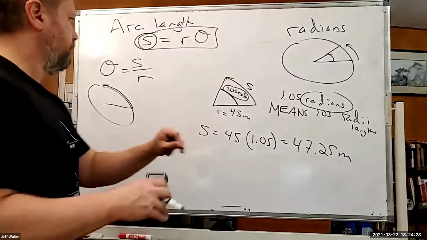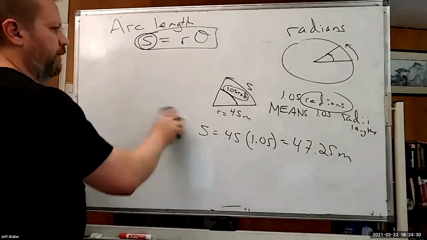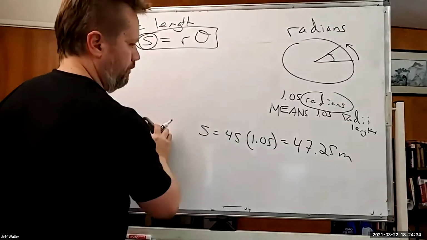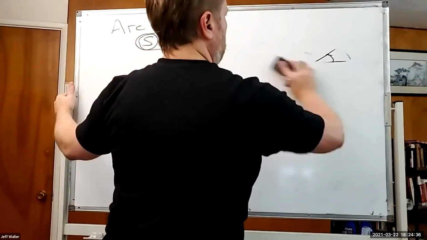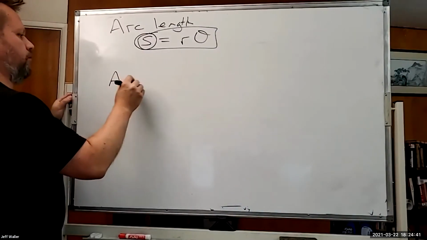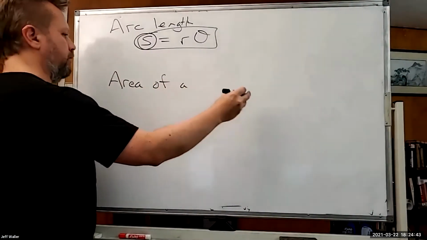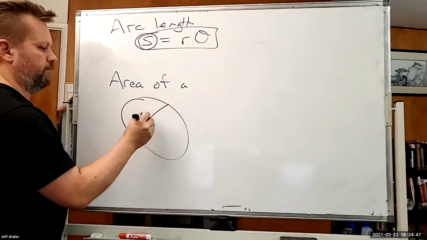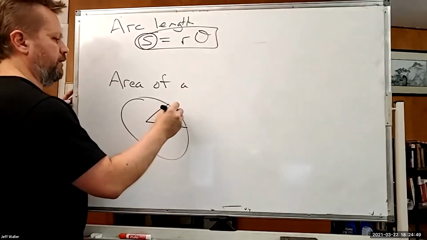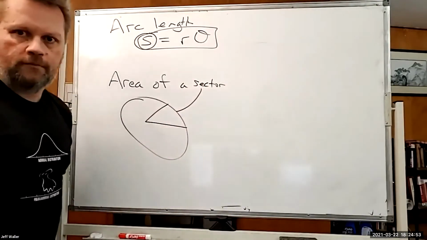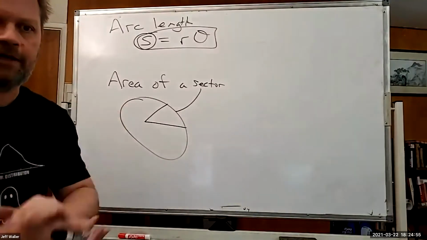Now, something else we can do with something like this, a little pizza slice, is to find the area. So what about if I want to know the area of the little pizza slice? So if I have a little pizza slice here, what we call this is a sector. So I call it a sector of the circle.